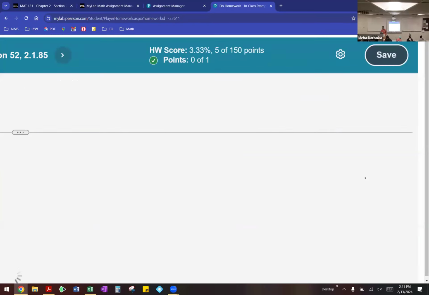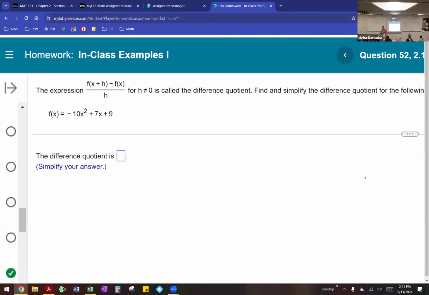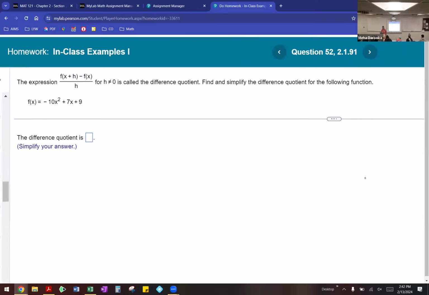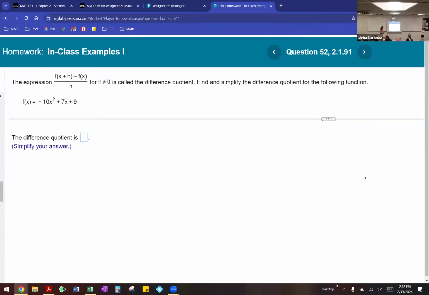Of course, your functions will get a little bit more complicated than the ones we saw. So, maybe something like this one here: negative 10x squared plus 7x plus 9.